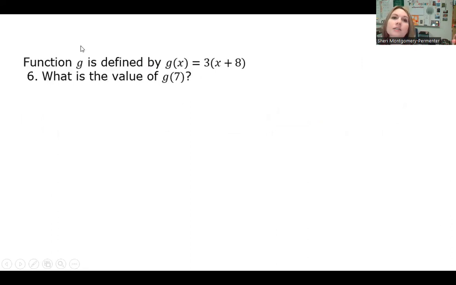Into the next section. So the next section says that function g is defined by this function: g of x is equal to 3 times x plus 8. What is the value of g of 7? That's how you read that, g of 7. It's usually g of x, so that means that x is equal to 7. So all we're going to do is plug it in. We get 3, and then I'm plugging in 7.